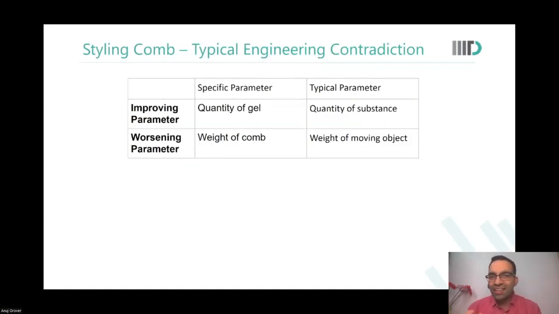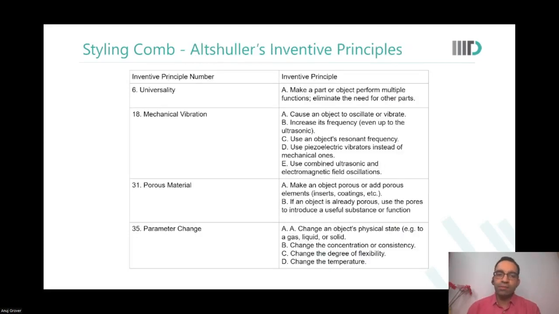We come to a typical engineering contradiction where we say quantity of gel is something like quantity of a substance. Weight of comb means weight of moving object. And you look at the table and you see that, okay, these are the 4 principles which are commonly used to solve the problem. You could use universality, you could use mechanical vibration, porous materials, or parameter change. We applied all these different principles one by one.